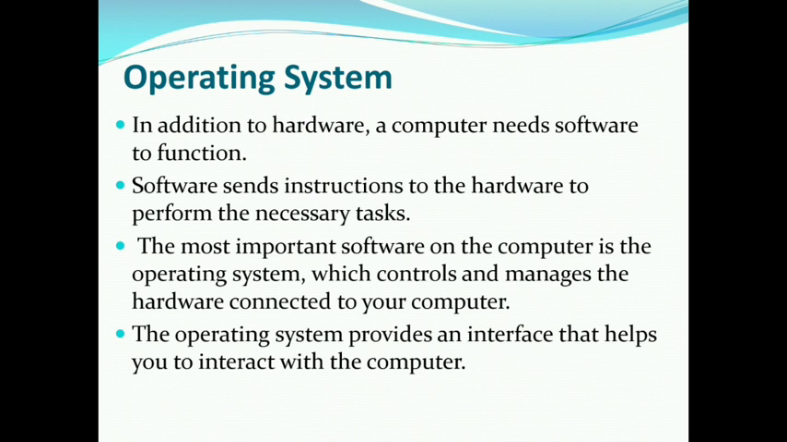Before discussing the operating system, we will discuss software. So what is software? Software is a set of programs which are used to perform a particular task. There are two types of software. First is system software, second is application software.